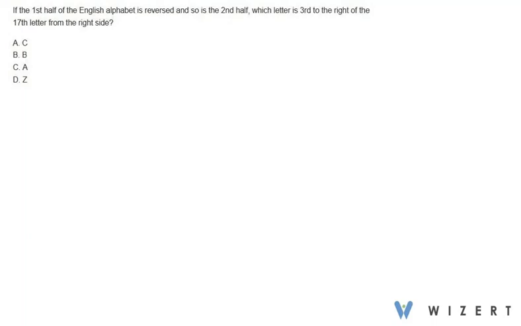So let's first visualize the ordering of the letters. There are 26 letters. The first half consists of 13 and so does the second half.